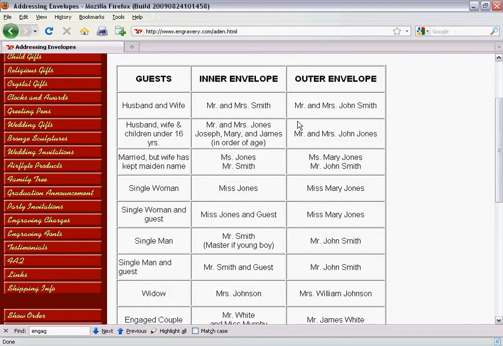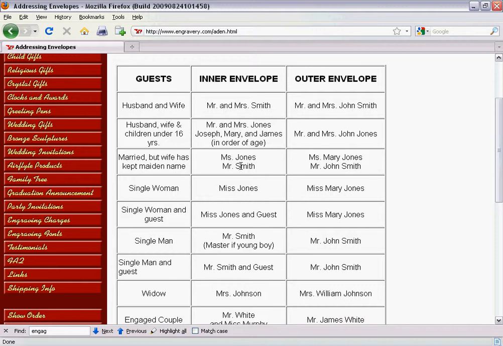If you have husband and wife and children under 16 years old that you're inviting, on the inner envelope you put Mr. and Mrs. Jones, and then below that you would put the children's name in order of age. But on the outer envelope you would simply put Mr. and Mrs. John Jones.